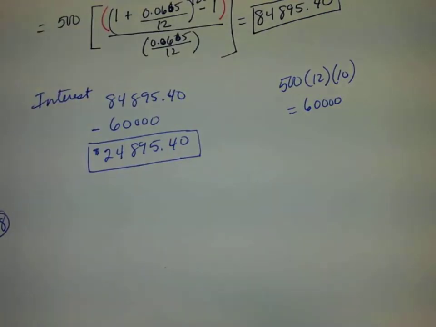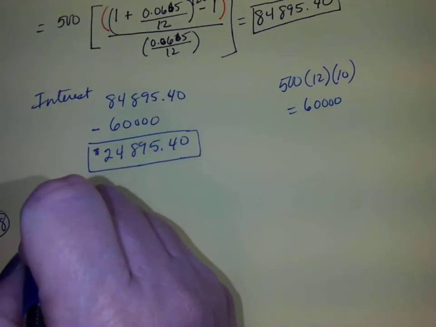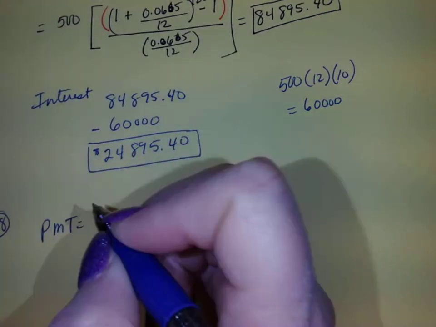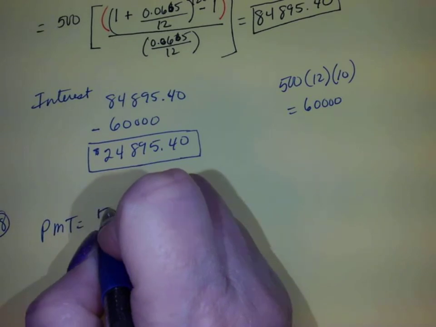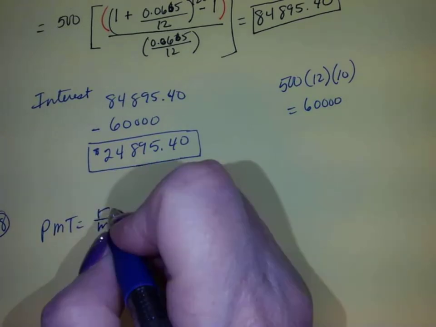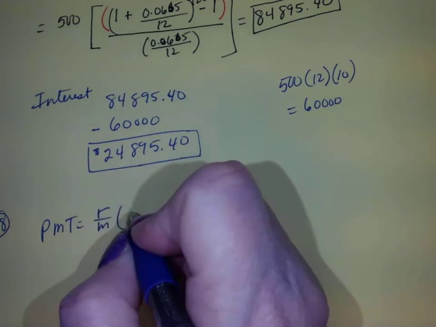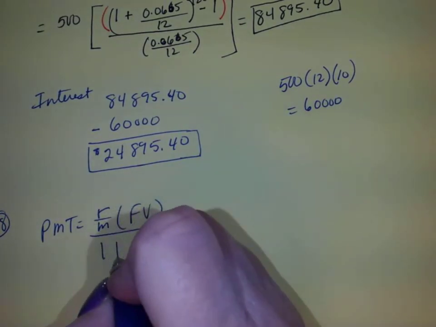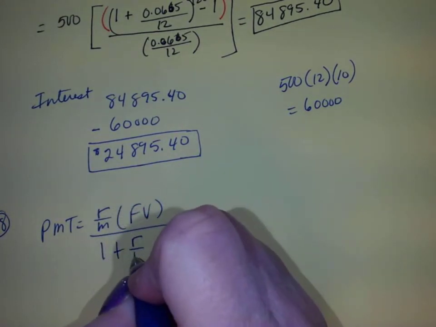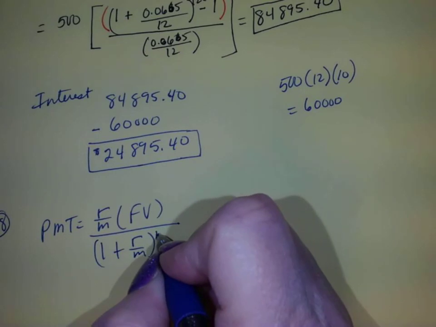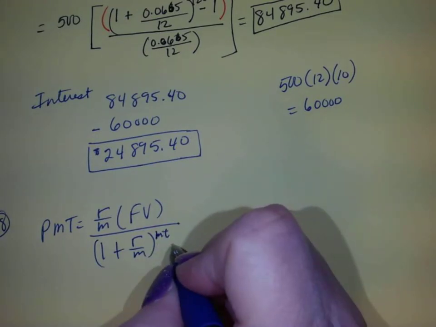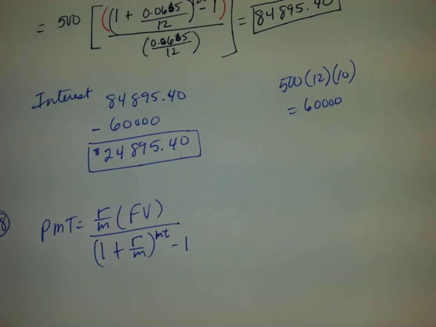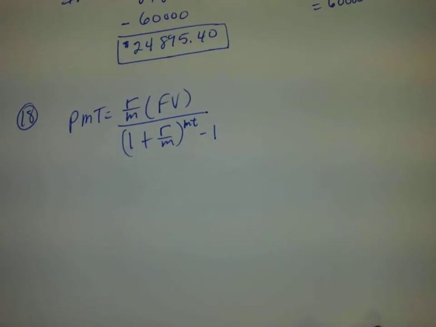So that payment is going to be, payment equals the R over M times our future value divided by 1 plus R over M raised to the M times T, minus 1. So that's our formula that we'll use for this one.